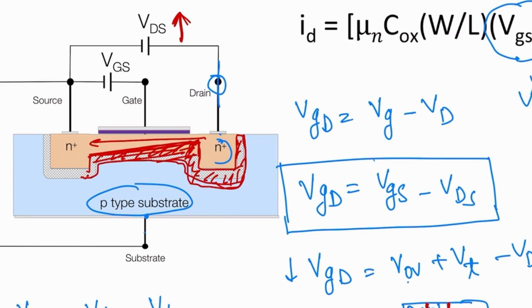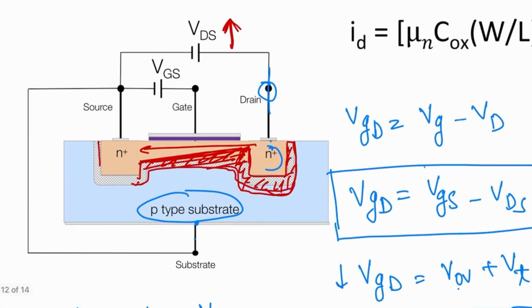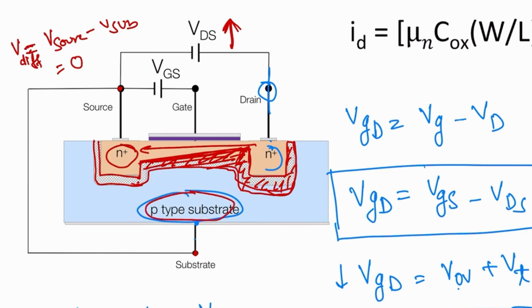But maybe in your mind one question will be there: why on this side is the depletion region the same? Why will the depletion not increase on this side? As you can see, the source and the substrate are connected together. So the voltage difference, V source minus V substrate, is equal to how much? 0, as both are connected together. So no voltage is applied between this n-type semiconductor and p-type semiconductor. That's why the depletion region is not increased.